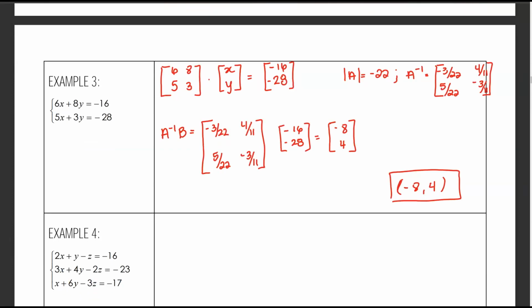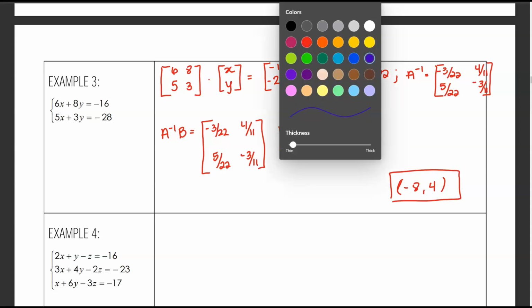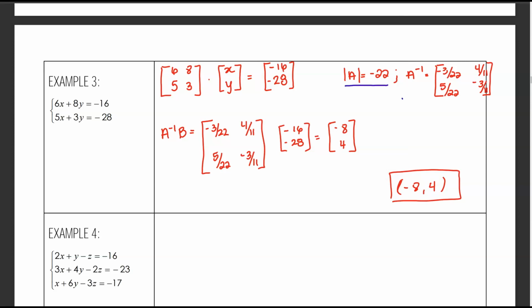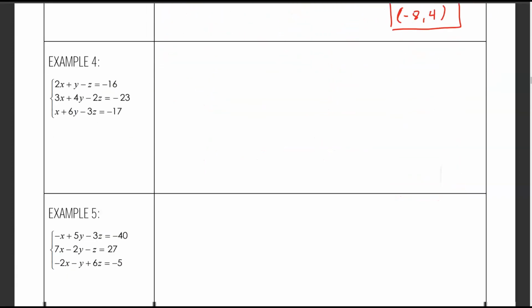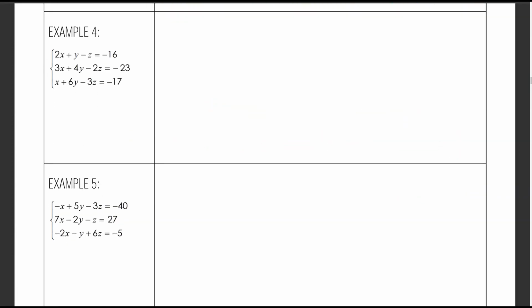All right, class, this is what you obtained. X is -8, Y is 4. Noticing a couple of things right here, our determinant. Here's our inverse matrix, and here's our solution. Awesome. All right, let's take a look at example 4, which now we're getting into 3 by 3 systems.